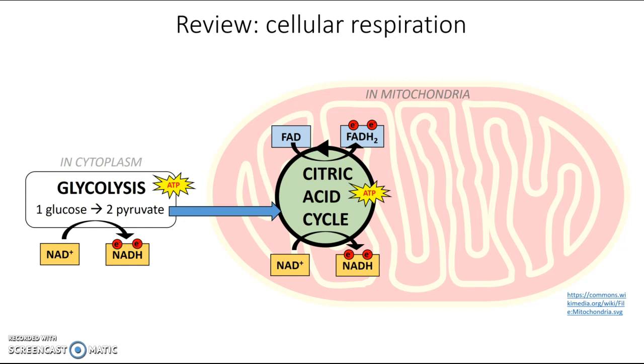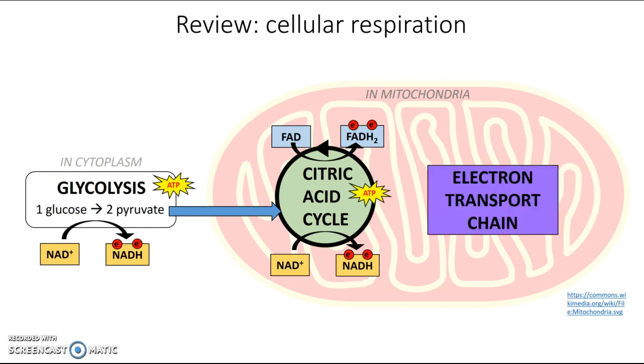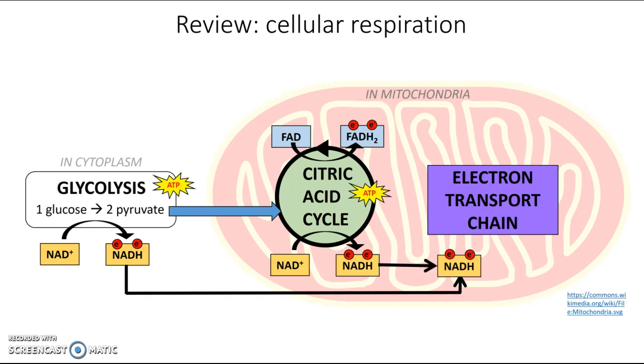The final phase of cellular respiration is the electron transport chain. And this is the phase in which all of those high-energy electrons and hydrogen ions are brought over from NADH in glycolysis and the citric acid cycle and get dropped off. The same is true for FADH2. It drops off its hydrogen ions and high-energy electrons to become FAD.